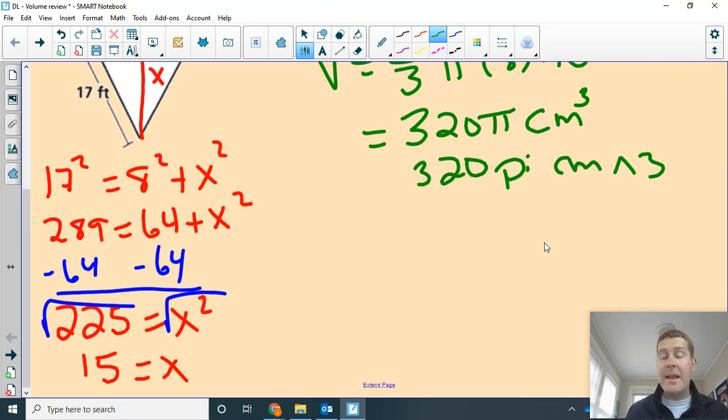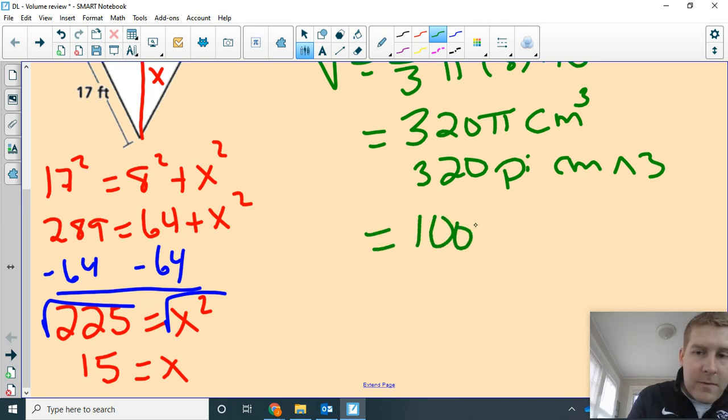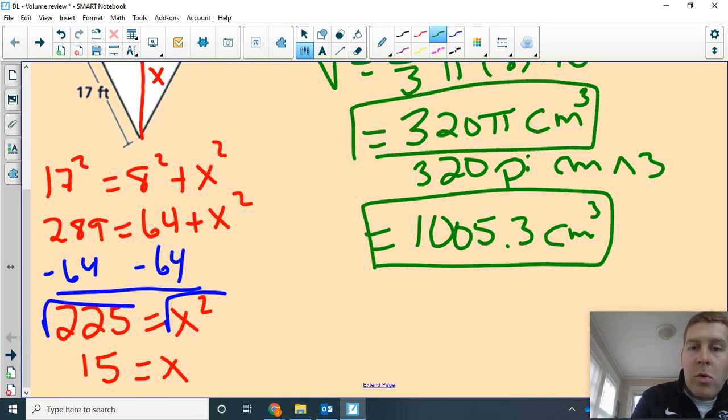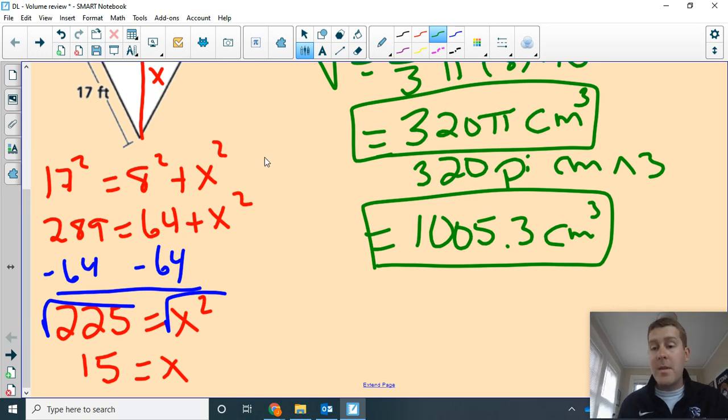Or if you multiply it through and use the pi button, 320 times pi gives you 1005.3 centimeters cubed. So really, either one of these answers, whether you left it in terms of pi or you multiplied pi and rounded to the nearest tenth, each of those are okay. All right, and there is the solution to question number one.